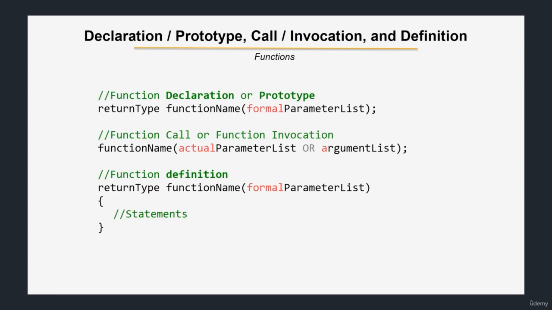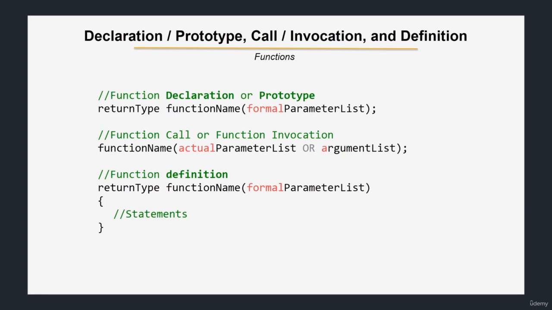So this is a way of separating the declaration or the prototype and the function definition out. You can have the declaration or prototype at the top, so before main, for example. Then you can have in main the function call or invocation, so this second section here. And then right after main, so following the body of main, you can have the function definition. You can see the line here, the return type, function name, and the formal parameter list. Those are the same for the function declaration and the function definition.